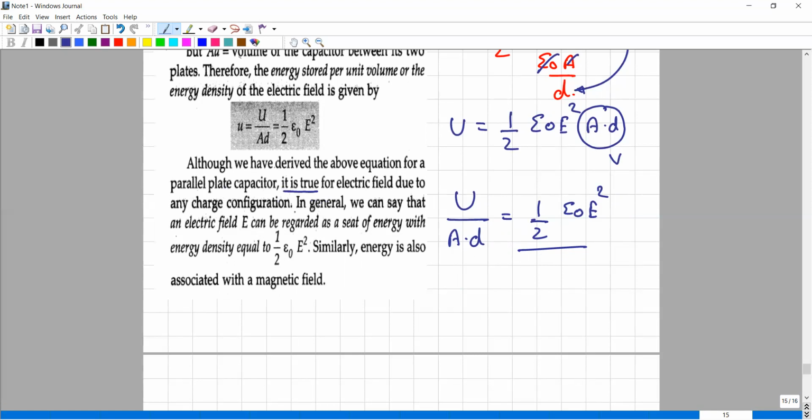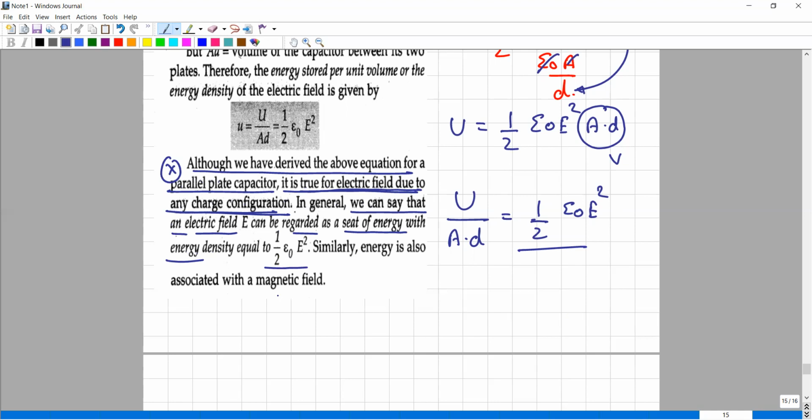So it is true for the electric field due to any charge configuration. Although we have derived the above expression for a parallel plate, it is true for the electric field due to any charge configuration. Okay, we have derived it for the parallel plate. It is true for any charge configuration. And in general, we can say that an electric field E can be regarded as the seat of energy with the energy density half of epsilon naught E square.